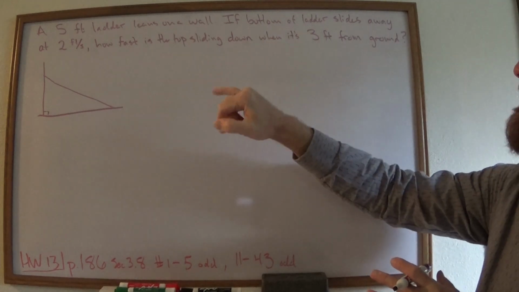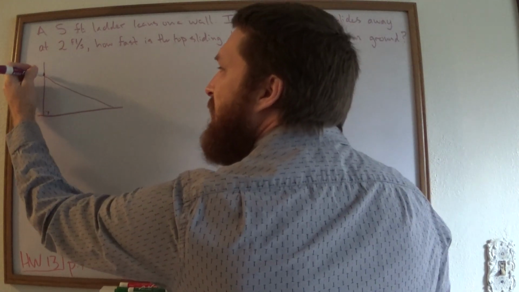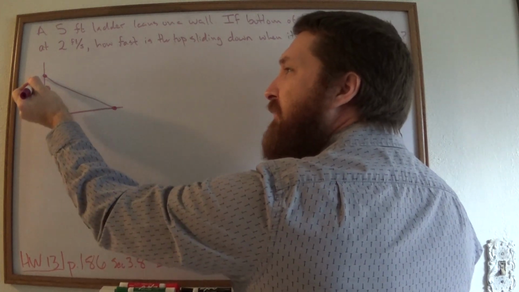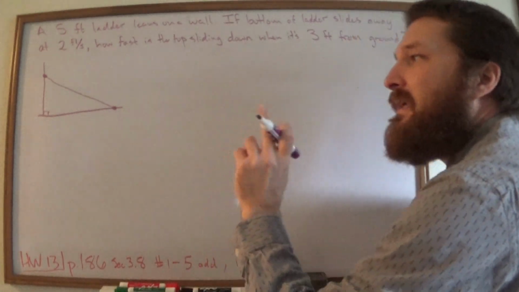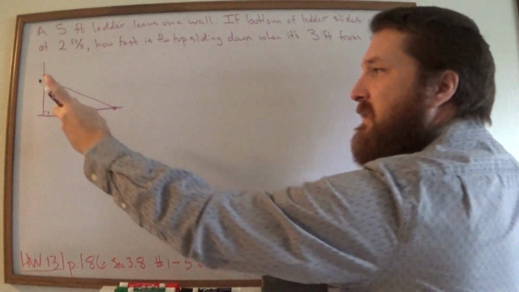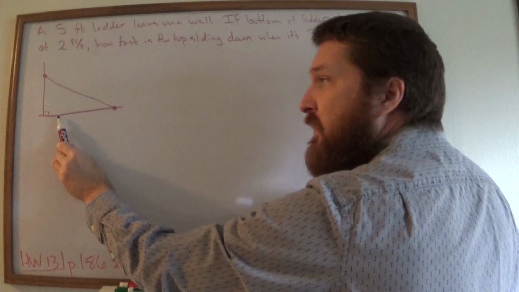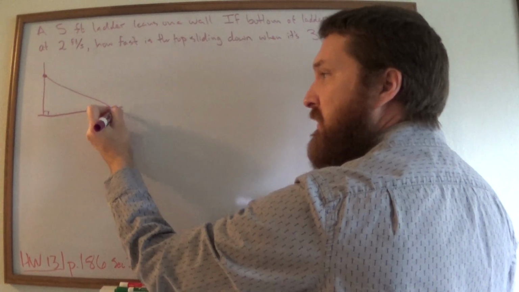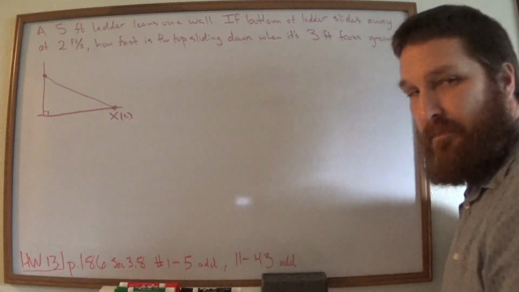So let's think about what they're asking me for. We want to know how fast is the top sliding down. I'm imagining there's a point right here and a point right here, and we want to know how fast is that guy moving. What I'm going to do right away is give these points names. As this moves, this point, which I'm going to call X because it's on the X-axis, is moving to the right like this. I'm going to call it X of t, because as time goes, X moves. It's a function of time.